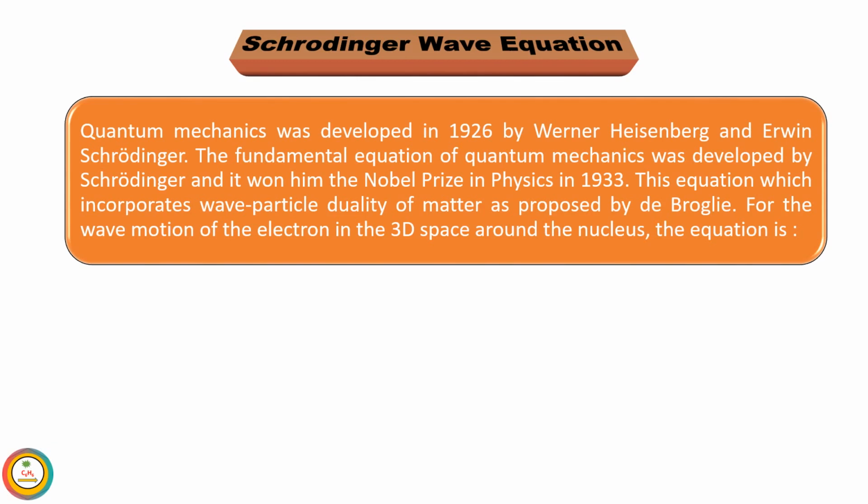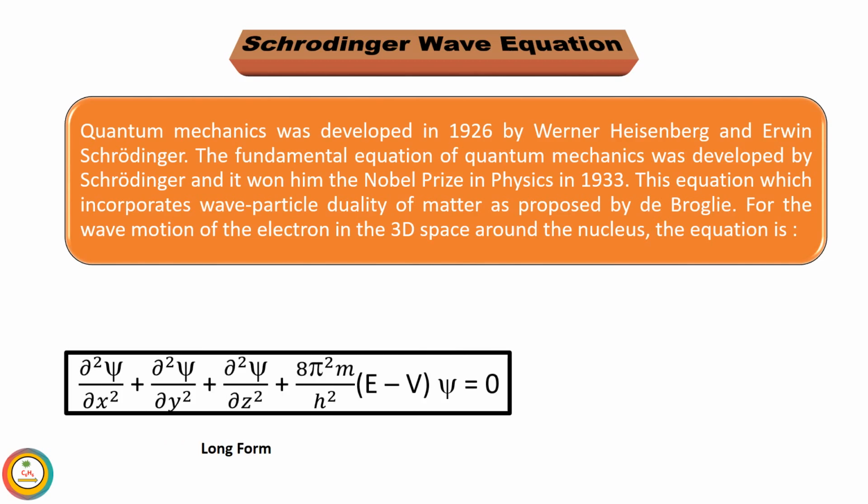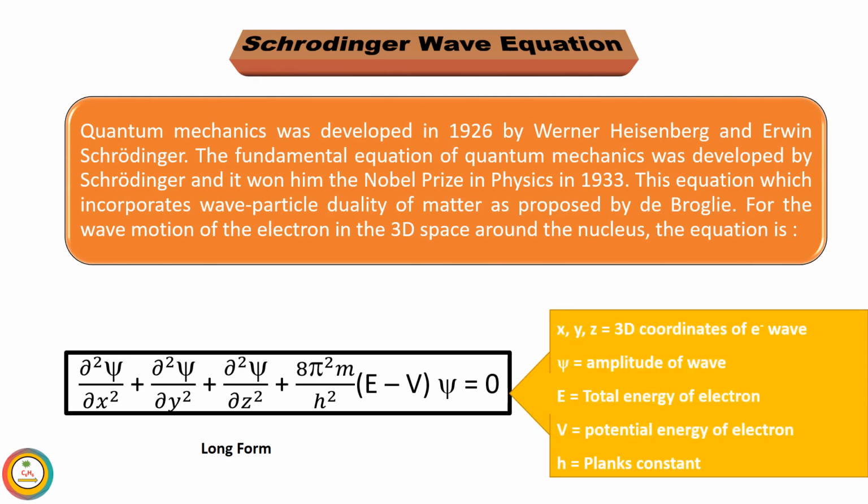For the wave motion of the electron in three-dimensional space around the nucleus, the equation is as follows: d square psi divided by dx square plus d square psi divided by dy square plus d square psi divided by dz square plus 8 pi square m divided by h square into (E minus V) into psi is equal to 0. This equation is known as the long form of the Schrodinger wave equation.